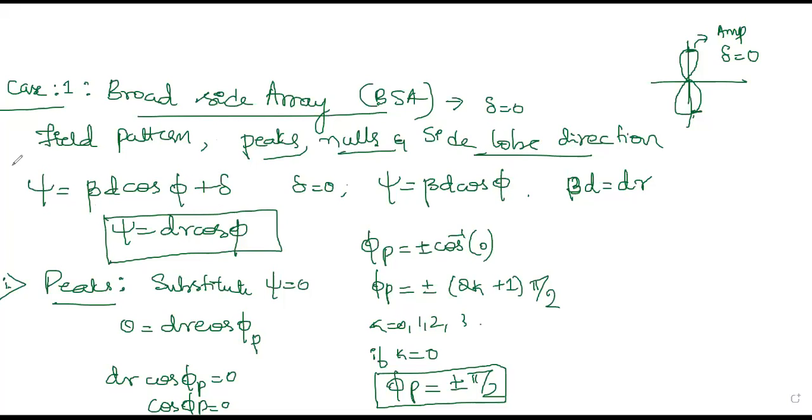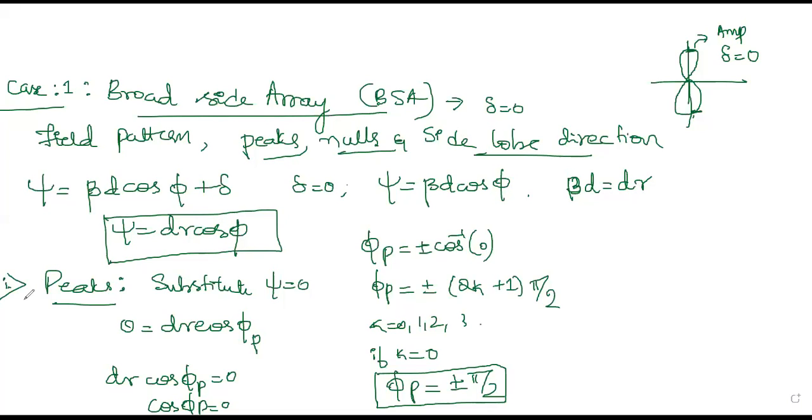Now, we know the phase angle psi is equal to beta d cos phi plus delta. Delta is 0, so it will be beta d cos phi. To reduce confusion, we'll take beta d equal to dr. It is the same: beta is 2 pi by lambda and d is lambda by 2, with no change in any of the forms. But just to make sure there is no confusion, we'll take beta d as dr here. So psi will be dr cos phi.